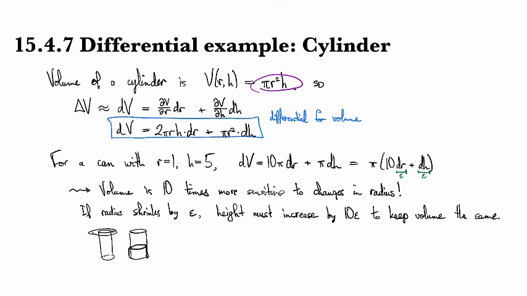because if this changes by epsilon, then this is going to change by 10 epsilon in order for things to keep the same. So you'd have this little shriveled up and pathetic looking can. Anyway, so yeah, that's how marketers use calculus to make you think you're getting a better deal than you are.